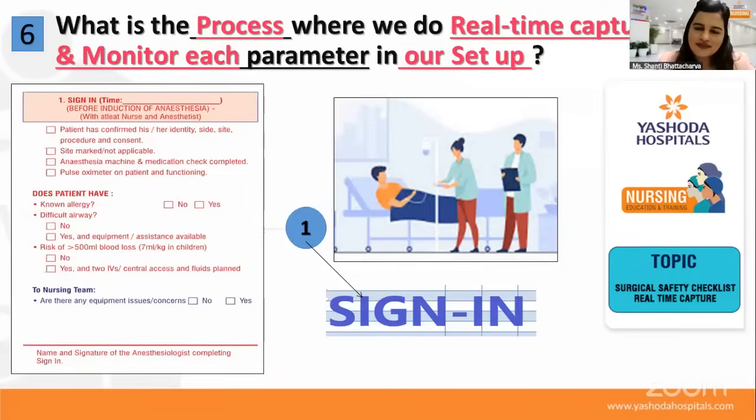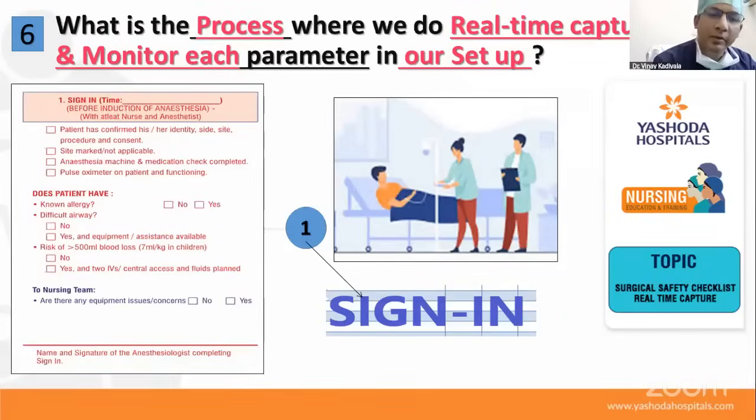But even then, you need to mention "site mark not applicable", so that the entire team knows what the actual surgery is. So that is the reason why we have many cross checks. The more the number of cross checks, the more will be the safety of the patient.